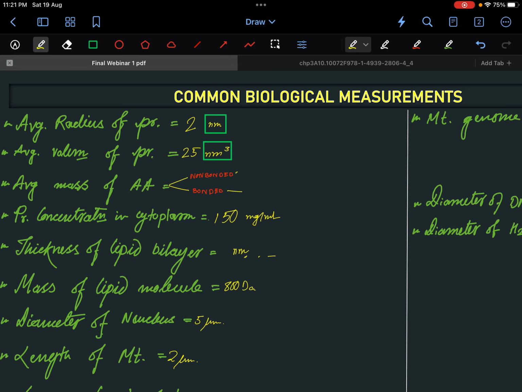Average mass of amino acid. Now, there are two cases, that is the non-bonded and bonded form. Again, the average term is very important. The mass of amino acid is not equal for all of them, but it is an average one. So this mass is very important when we are calculating the mass of the polypeptide or anything.